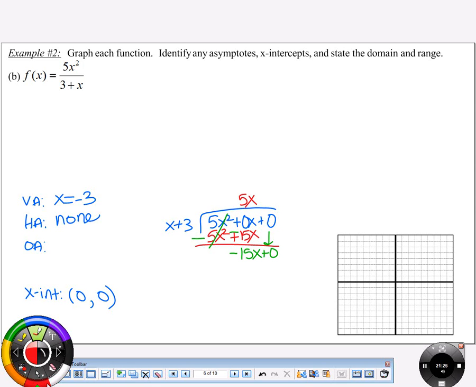What would I want to multiply times x to make negative 15x? Negative 15. And then I go ahead and do the multiplication. So negative 15 times x is negative 15x. And negative 15 times 3 is negative 45. And again, I'm subtracting those. So quickest way to do that, change all of these signs here. Okay? These should cancel. And here we have our remainder because there's nothing left to bring down.